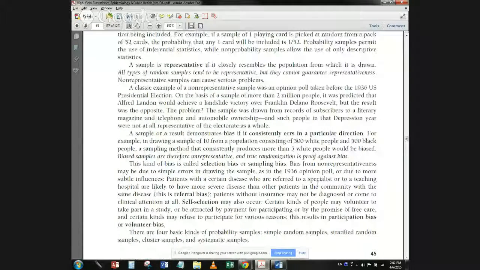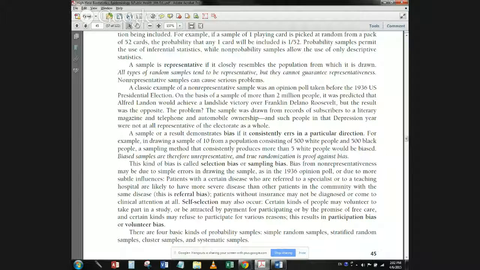Bias from non-representativeness may be due to simple errors in drawing the sample, as in the 1936 opinion poll, or due to more subtle influences. Patients with a certain disease who are referred to a specialist or to a teaching hospital are likely to have more severe disease than other patients in the community with the same disease. This is referral bias. Patients without insurance may not be diagnosed or come to clinical attention at all.